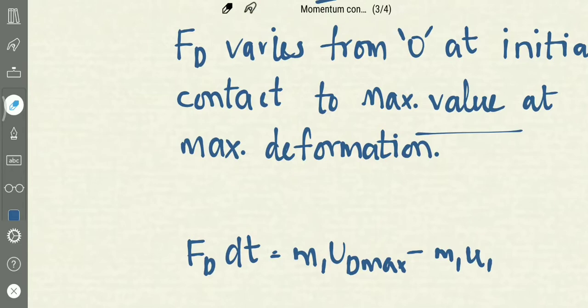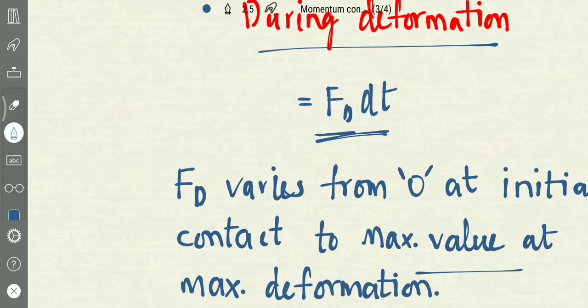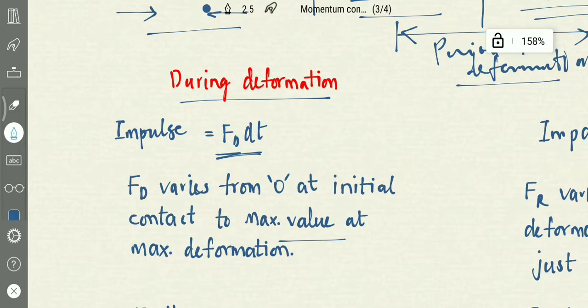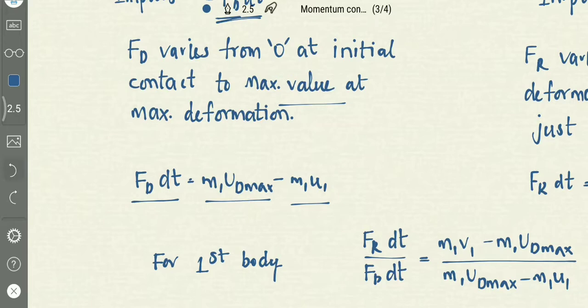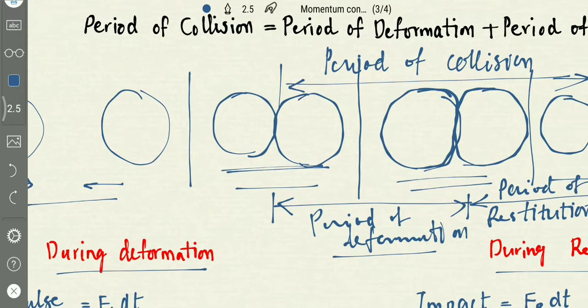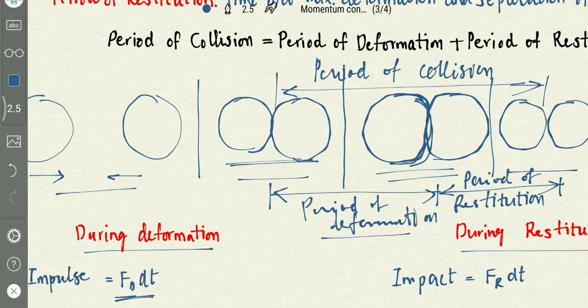This is impulse. By the impulse momentum equation, we get FD into DT is equal to the change of momentum, right? M1 UD max minus M1 U1. This UD max will be the same for the first body and the second body, because the deformation on the first body is equal to the deformation on the second body, right? So the velocity when the deformation is occurring is constant, which is UD max.